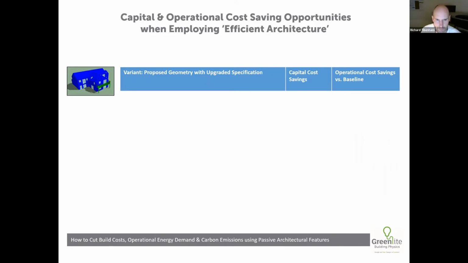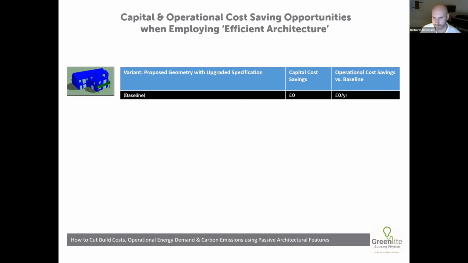If we take the proposed geometry with the upgraded specification, so that's the passive house-like spec, let's assume that's our baseline. So we've got 0 additional capital cost and 0 additional operational cost. We could substitute the triple glazing in this case and swap it out for double glazing. That'd save you about £7,400, but your energy demands would go up by about £85 per year.